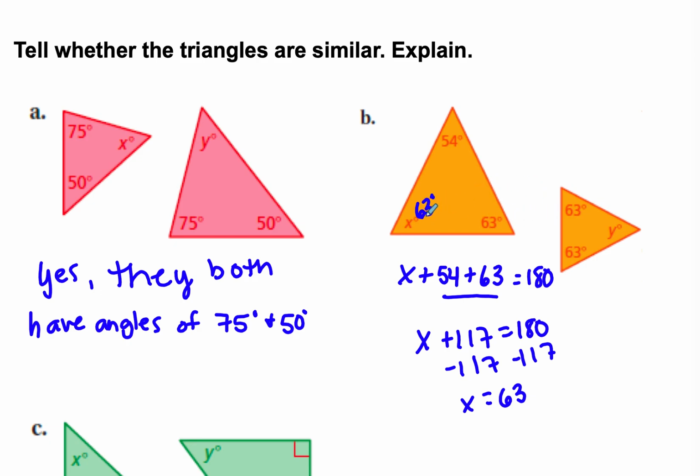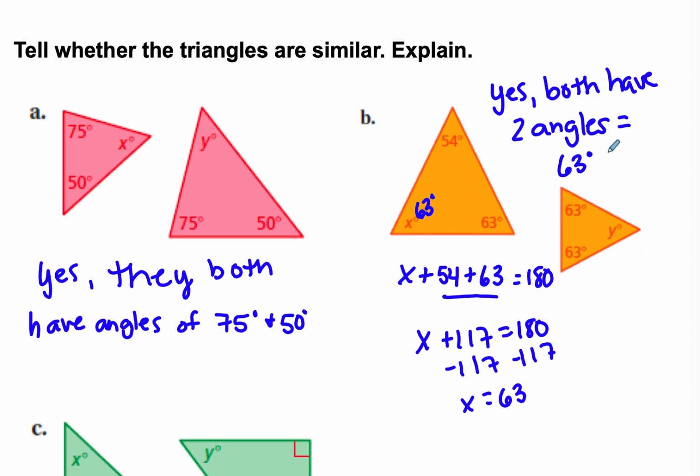We have two angles in common, 63 and 63. If I did the math on this one, that would show me that last one is 54. So yes, both have two angles equaling 63 degrees. Two angles are in common, really all three will be, so the triangles are similar. This one I did need a little work to support my answer. Now, I told you before that there are two ways to do it. So that's the first way.